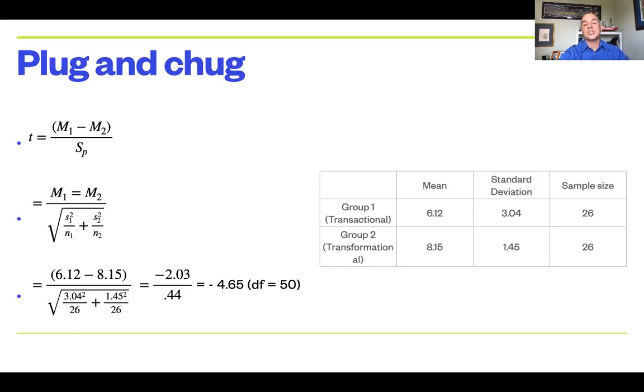And the question is, how big is that t, right? If it was 0, we would say not statistically significant. If it was a gazillion, we would say it is statistically significant. 4.65, I don't know. How many degrees of freedom do I have? Well, I have 50, right? Because N1 plus N2 is 26 plus 26. I have 52 total people in my sample, minus 2, right? Because degrees of freedom is the total sample, both samples combined, minus 2. And so I get 50 degrees of freedom.